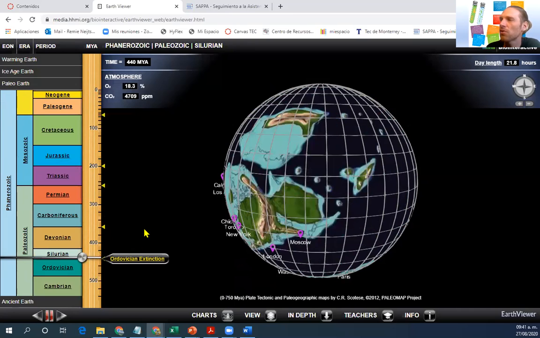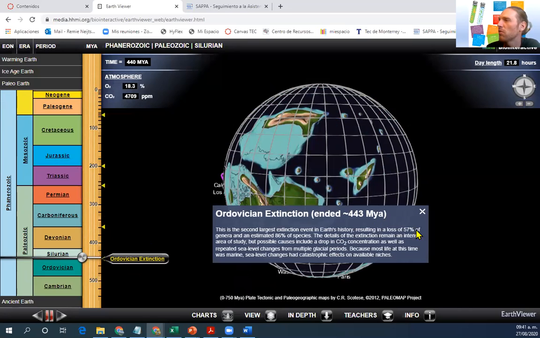The first extinction we had was the Ordovician extinction, and if you click on it, you can read about what happened on planet Earth. I really, really love this activity because it shows us how fragile life is.